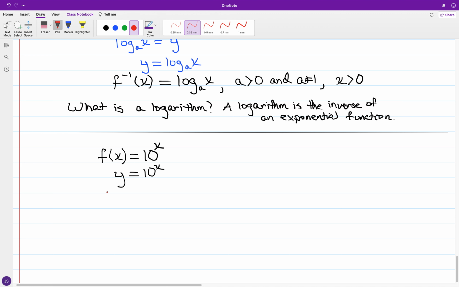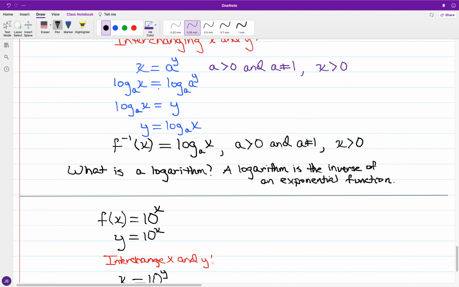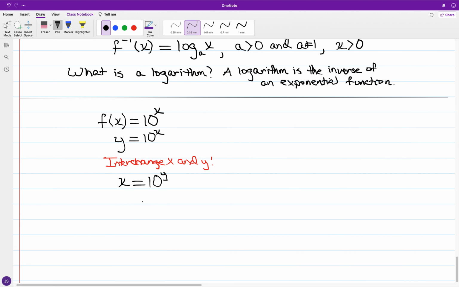And again, if I interchange x and y, I have x is equal to 10 to the y. And so I'm at this point along the stage of x is equal to a to the y. And again, to take care of y, you have a to be at 10. So I'll be taking what is referred to as a base 10 logarithm.